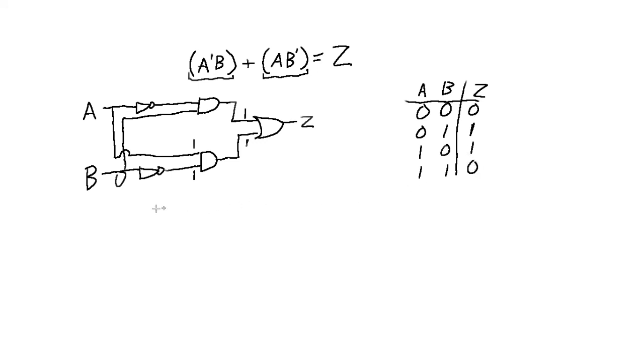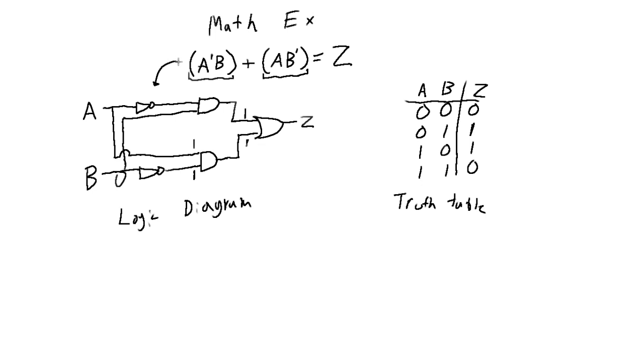So that's how we get our math expression, and then we've got a logic diagram, and we've also got our truth table. So being able to go from one of these to any other one of these is an essential skill for any digital logic engineer. And working in all formats has its value.